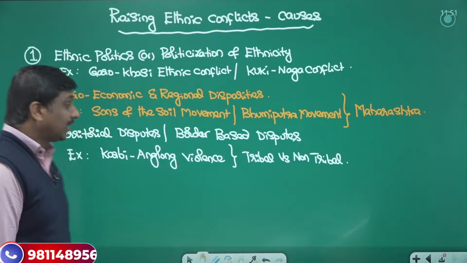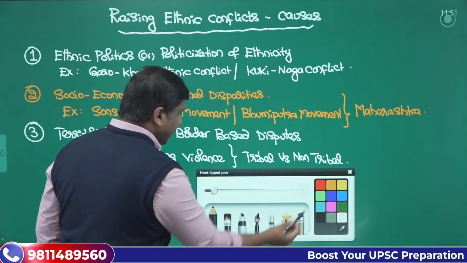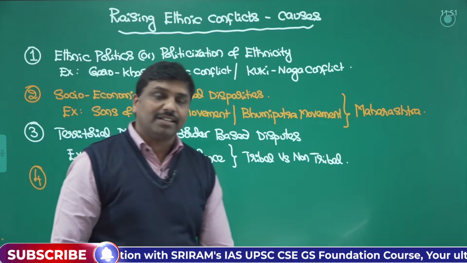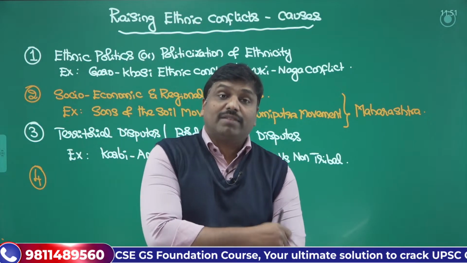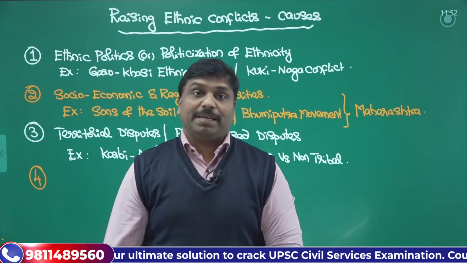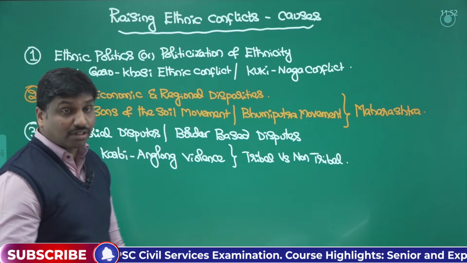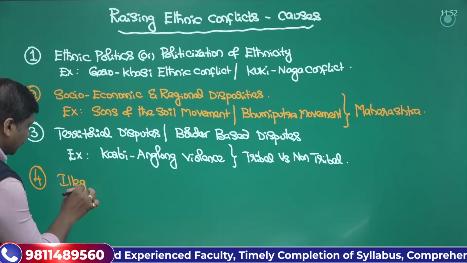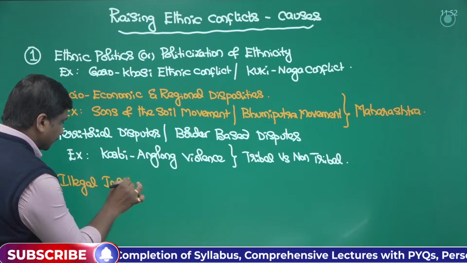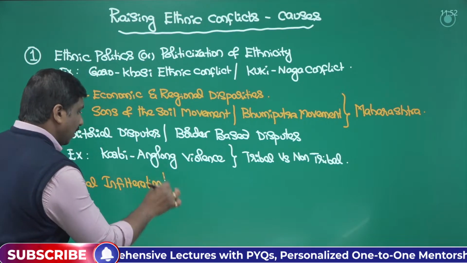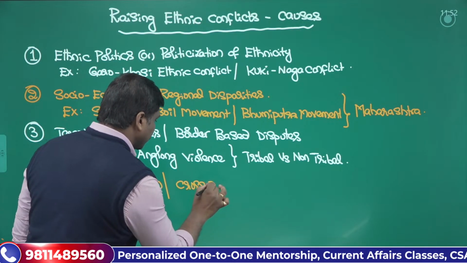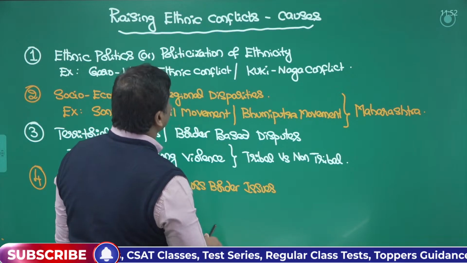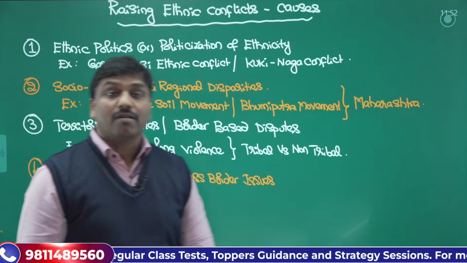Then, apart from this, what further causes are responsible for ethnic conflicts? As we have understood, ethnic conflicts means conflicts between two different groups of the society or the nation. Now think about one of the important causes: illegal infiltration of people from other countries. Illegal infiltration or cross-border issues, that is another important factor. This could be another important reason for ethnic conflicts, right?